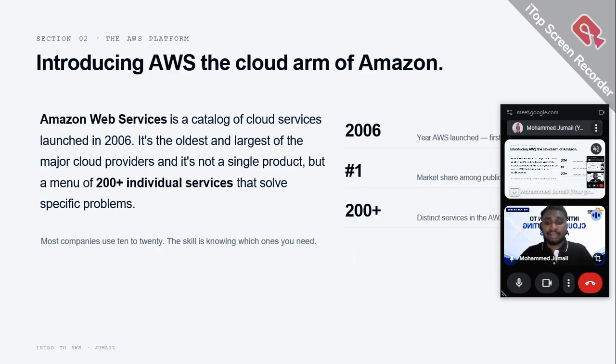Our next topic is the main part. Introducing AWS, the cloud arm of Amazon. AWS stands for Amazon Web Services. It was launched by Amazon in 2006 and is now one of the largest cloud platforms in the world. AWS provides more than 200 services related to computing, storage, database, networking, security, and AI. Many businesses use AWS because it is reliable, scalable, and globally available.